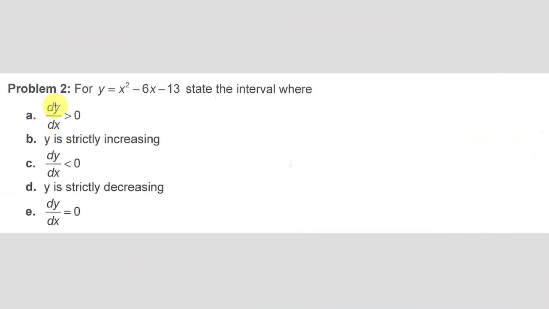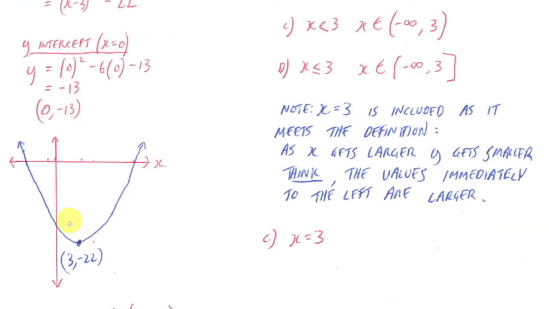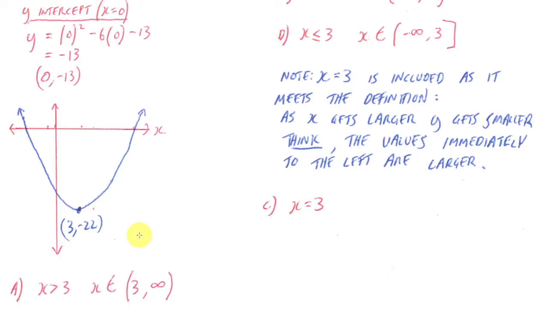Part A, where is dy/dx, the gradient, greater than 0? The gradient is equal to 0 at x equaling 3. The gradient is greater than 0, that is that it's positive, for all values of x which are greater than 3. So our answer for this is x is greater than 3, or if you like, x is an element of (3, infinity), circular bracket showing that we can never obtain infinity and that we are not including the 3.